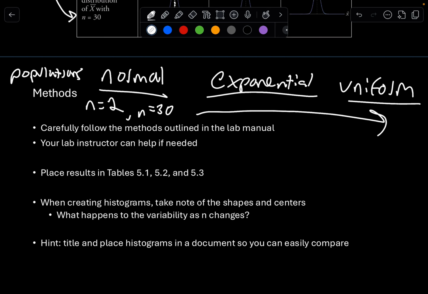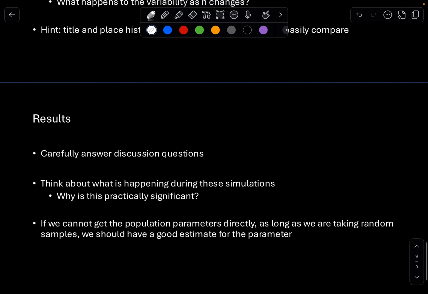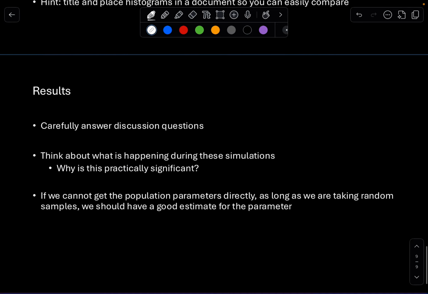You will put your results in tables 5.1, 5.2, and 5.3. And then you will answer the discussion questions. Think about what happens to the sampling distributions as n increases. When n is 30, your sampling distributions should look some way.